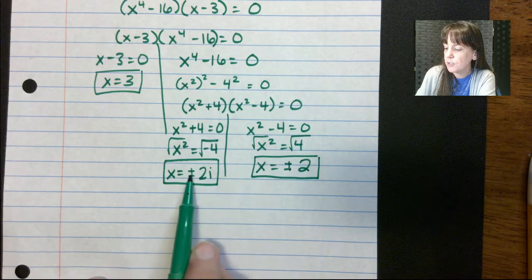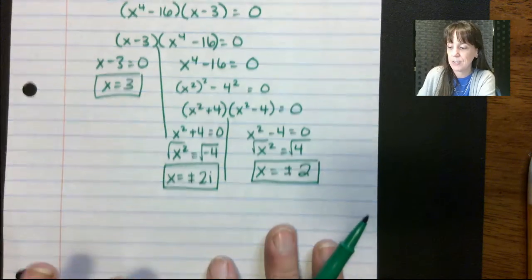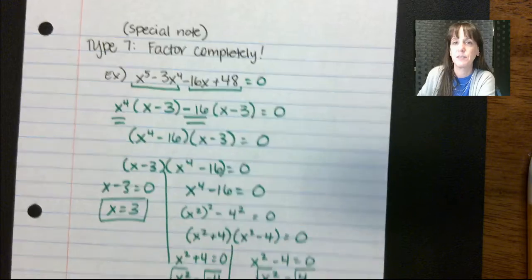So I have 2 answers here, 2 answers here, 1 answer here. That's 5 answers. How many should I have? 5. So I've done this correctly.